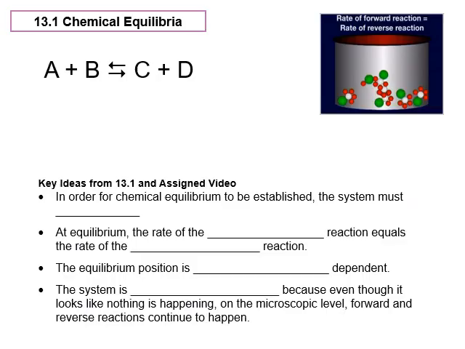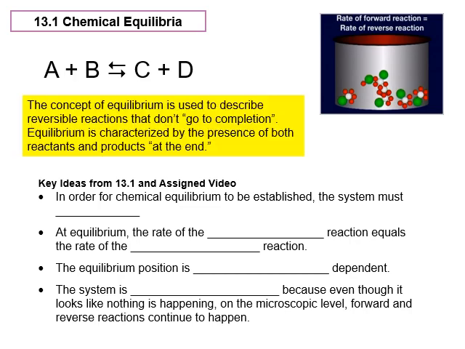Chapter 13 starts with a discussion of chemical equilibria. You also watched a video on this topic. The concept of equilibrium is used to describe reversible reactions that don't go to completion. Equilibrium is characterized by the presence of both reactants and products at the end of the reaction. We also show equilibrium by using a double arrow in the reaction equation.